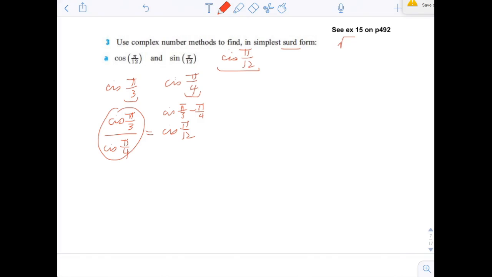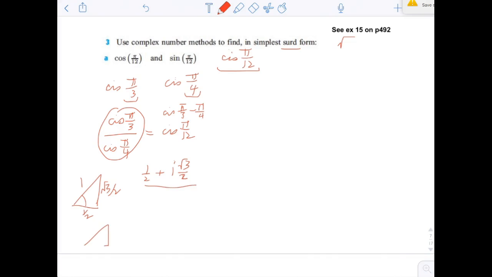So cis pi over 3 is a unit circle triangle that is about 60 degrees, okay? So it looks kind of like this. And if you remember, if this side is 1, this side is 1/2, and this side is square root of 3 over 2. So this is the pi over 3 triangle. And so if I was going to write this in surd form, I would write 1/2 plus i square root of 3 divided by 2, and I would divide that by cis pi over 4.